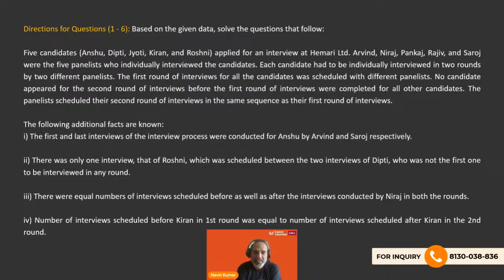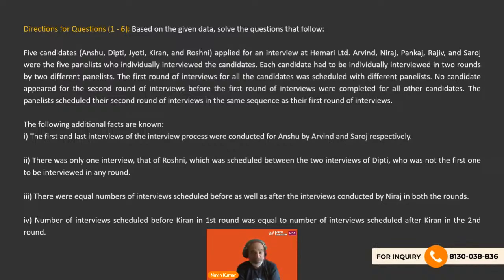The following additional facts are known. The first and last interviews of the interview process were conducted for Anshu by Arvind and Saroj respectively. There was only one interview, that of Roshni, which was scheduled between the 2 interviews of Dipti, who was not the first one to be interviewed in any round, and so on and so forth.